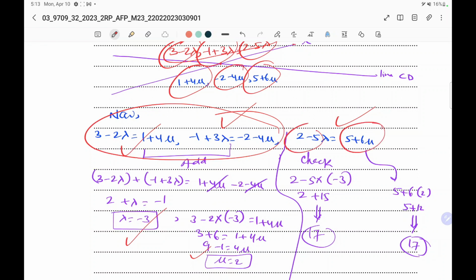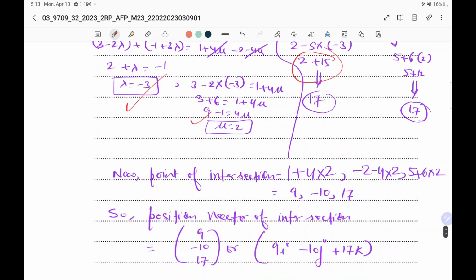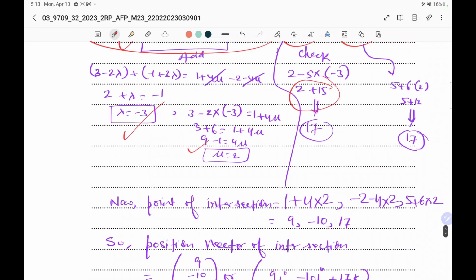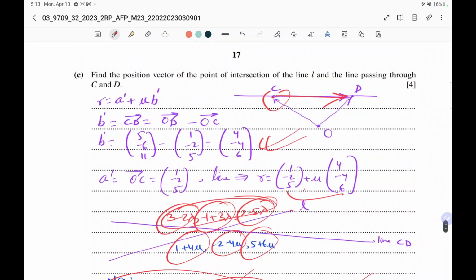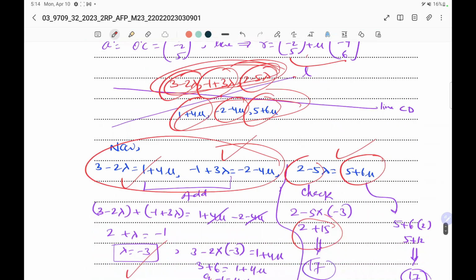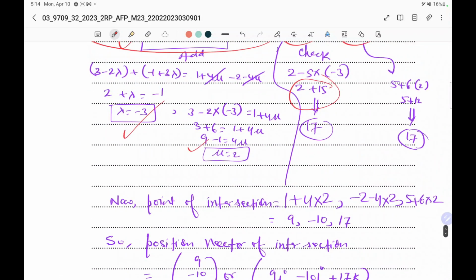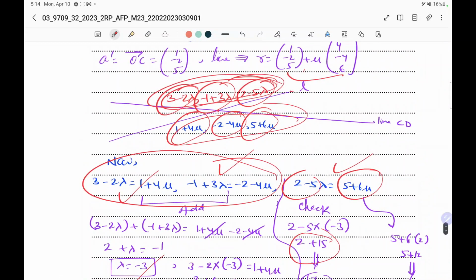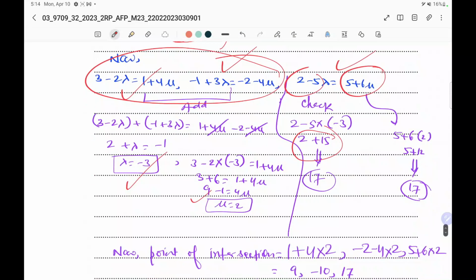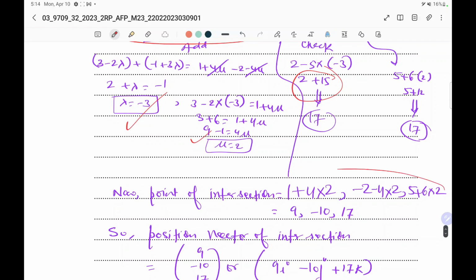Put these values in to check. When you check lambda, it is 17. When you put mu, it is also 17. So yes, these two lines are intersecting. Now for the point of intersection, just put either lambda or mu. If you put lambda, then you have to put it in this case. If you put mu, then you have to put it in this case. The answer you will get. So I think I have put mu. Mu is 2, so put 1 plus 4 times 2, minus 2 minus 4 times 2, and 5 plus 6 times 2. So here you can check. So it is 9, minus 10, and 17.